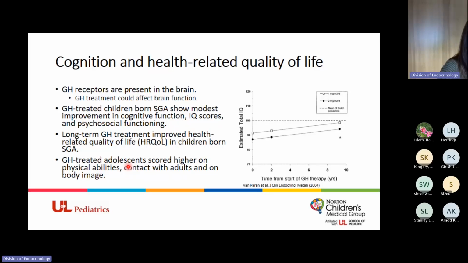And then adolescents have higher physical abilities, contact with adults, and then overall body image. So here we can see IQ early on and after 10 years of growth hormone treatment. They start with lower than average IQ, and typically by the end of several years of growth hormone treatment it is very similar to their peers.